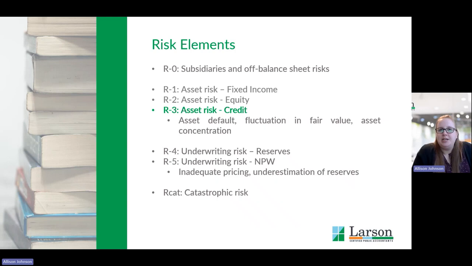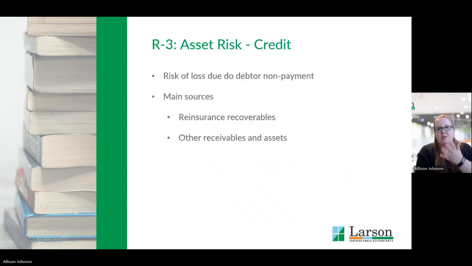The next risk we're going to talk about is asset risk relating to credit. So this is the risk that your assets will default. There might be significant fair value fluctuations, or think about like receivables that there might be some risk that you're not going to get back or receive the full amount. So as we know, the risk of loss due to debt or non-payment, the biggest things that would be impacted by this would be reinsurance recoverables, as well as if you have any other receivables or assets.